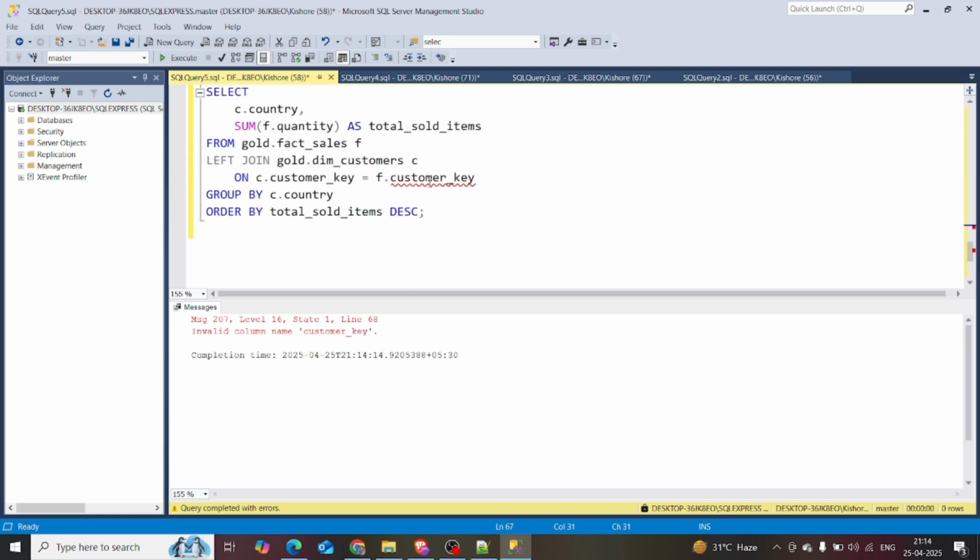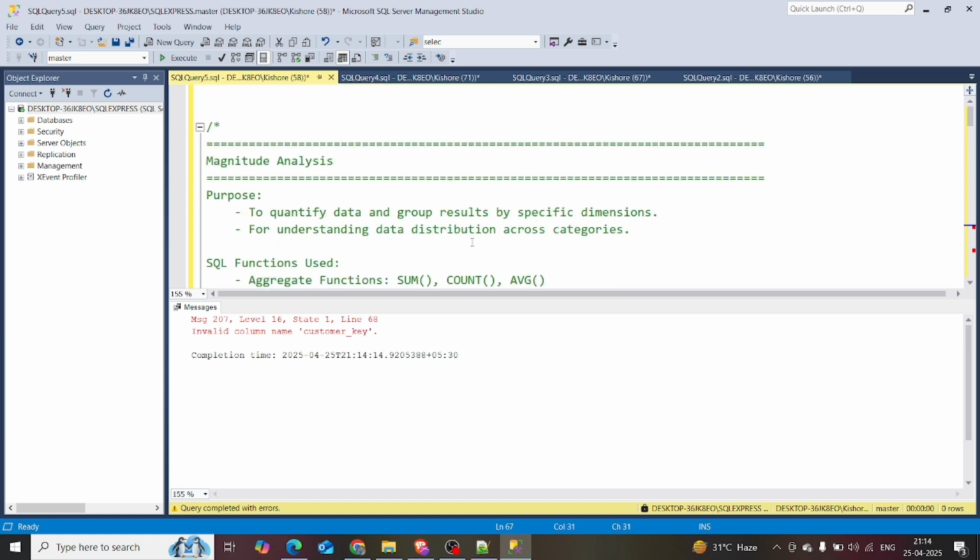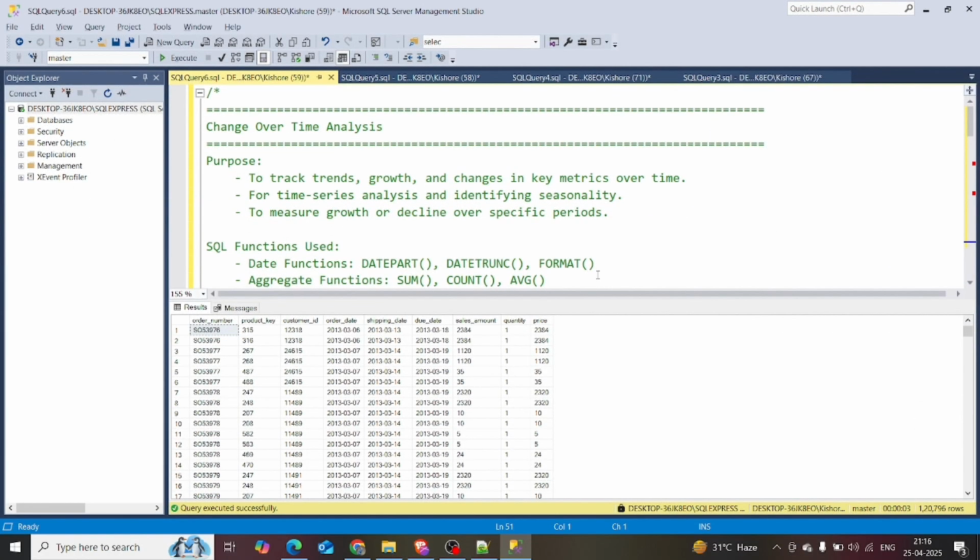Here also customer key. Yes, that's it for this session on magnitude analysis. In the next section we have something exciting. So let's get into another section, the change over time analysis.